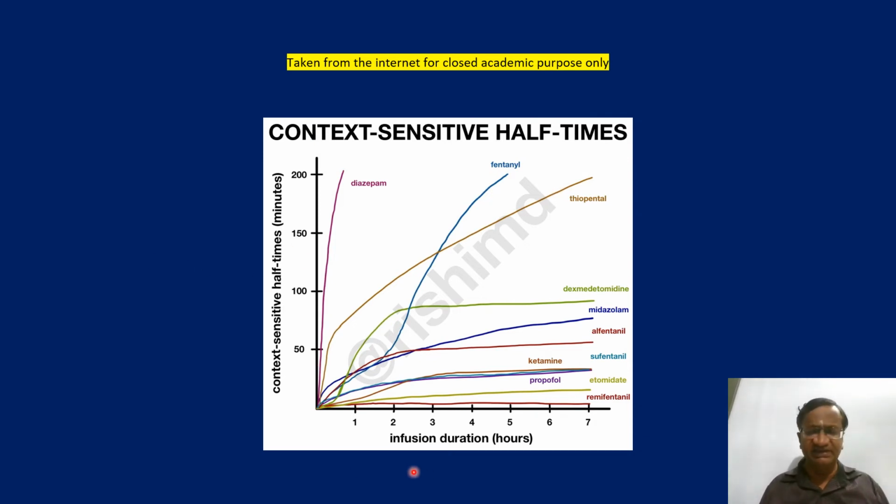Context-sensitive half-life is nothing but how much time it takes for the plasma concentration to decrease by 50% after you stop the infusion. Say the infusion duration is 3 hours and you have stopped it. How long does the 50% fall take? It comes down faster with propofol than with thiopentone. That is why, for an infusion, propofol is better than thiopentone, because the context-sensitive half-life is favorable for propofol.